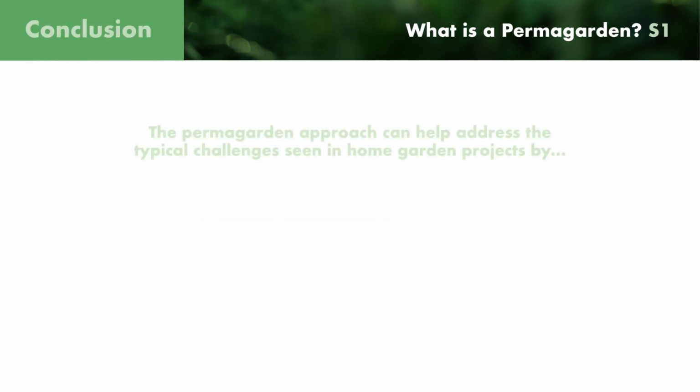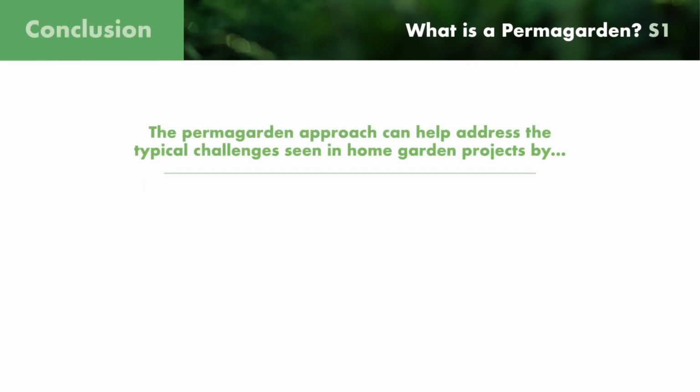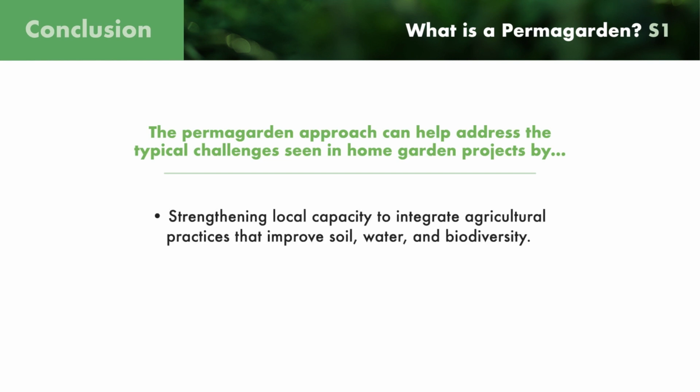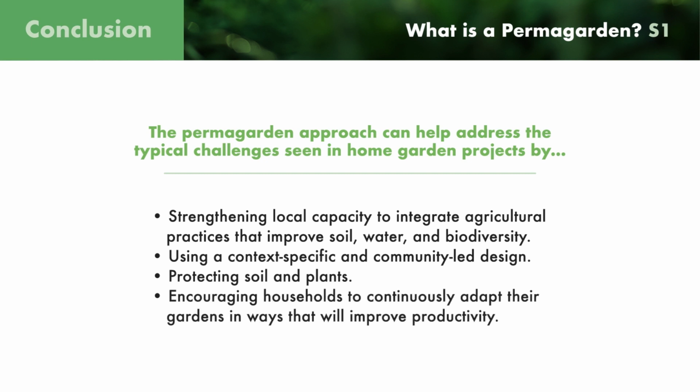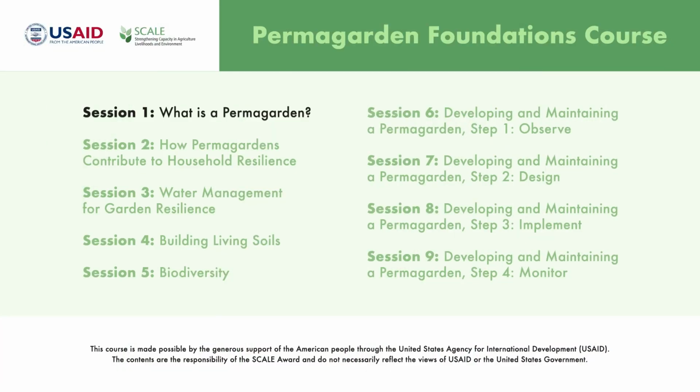In conclusion, the Permagarden approach can help address the typical challenges seen in home garden projects by strengthening local capacity to integrate agricultural practices that improve soil, water, and biodiversity, using a context-specific and community-led design, protecting soil and plants, and encouraging households to continuously adapt their gardens in ways that will improve productivity. That completes the learning for Session 1. What is a permagarden? Now, let's continue to Session 2, how permagardens contribute to household resilience.